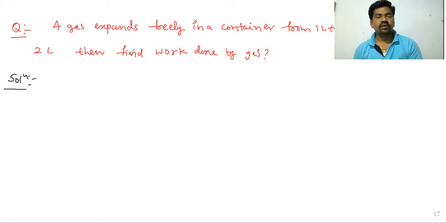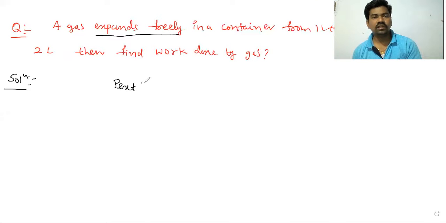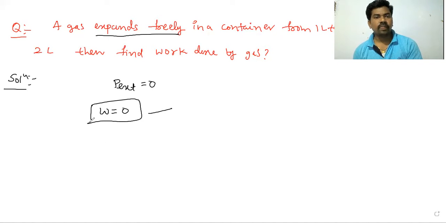Observe in the question, a gas expands freely. Gas expands freely means there is no external pressure. So P external is equal to what? 0. Because the gas expands freely, P external is equal to 0. Then work done, W is equal to 0. Clear? So this is the answer.